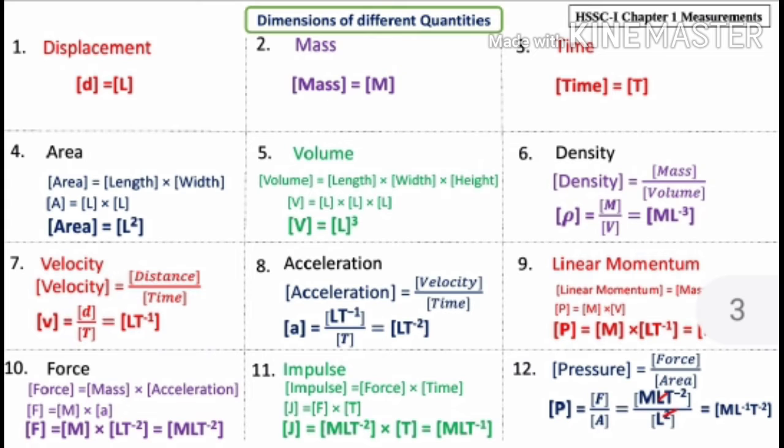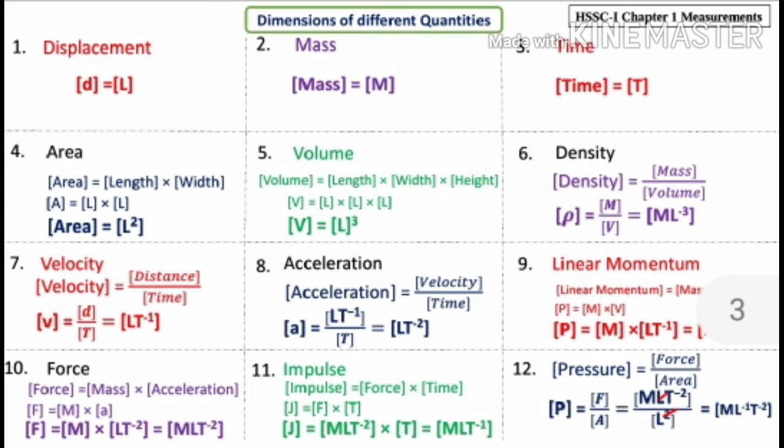This is the dimension of velocity. Acceleration is equal to velocity over time. Now I put here the dimension of velocity, L T inverse, over time T. This becomes L T inverse square. This is the dimension of acceleration. Linear momentum, according to the linear momentum formula, is mass multiplied by velocity, so m multiplied by v. Well, velocity dimension is L T inverse. This becomes M L T inverse.